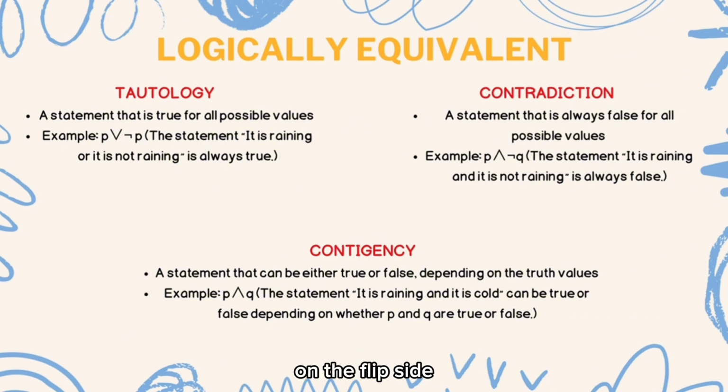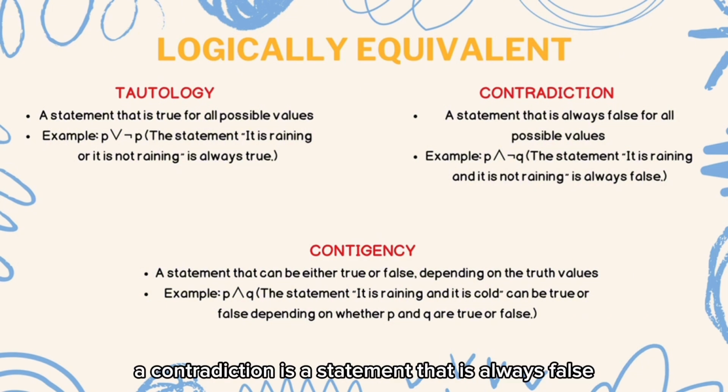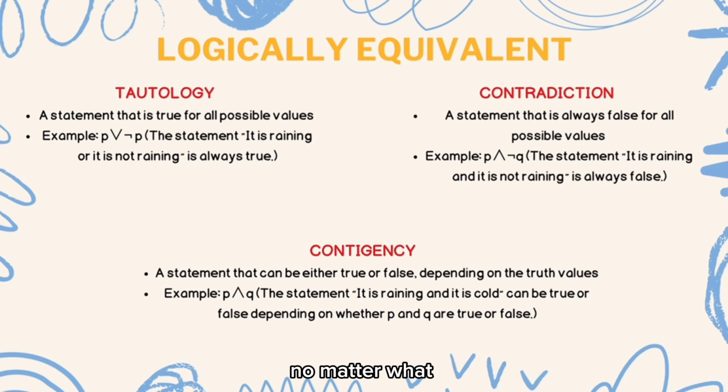Contradiction, on the flip side, is a statement that is always false no matter what. An example would be P and negation Q, which states that P is true and Q is false simultaneously. For instance, saying it is raining and it is not raining is a contradiction because both conditions cannot be true at the same time. And the last one is contingency.